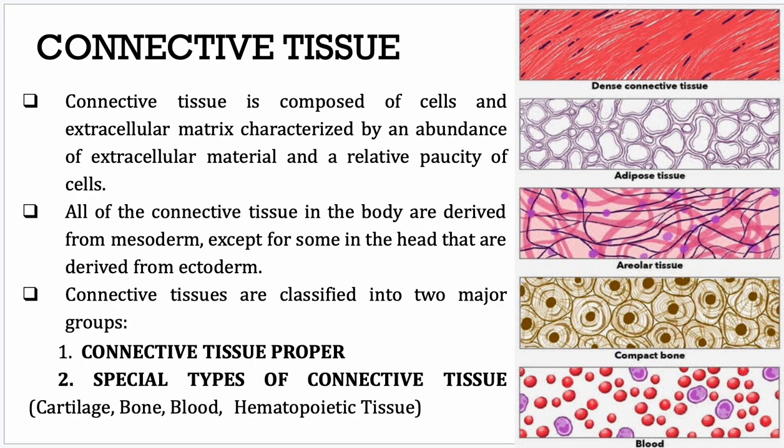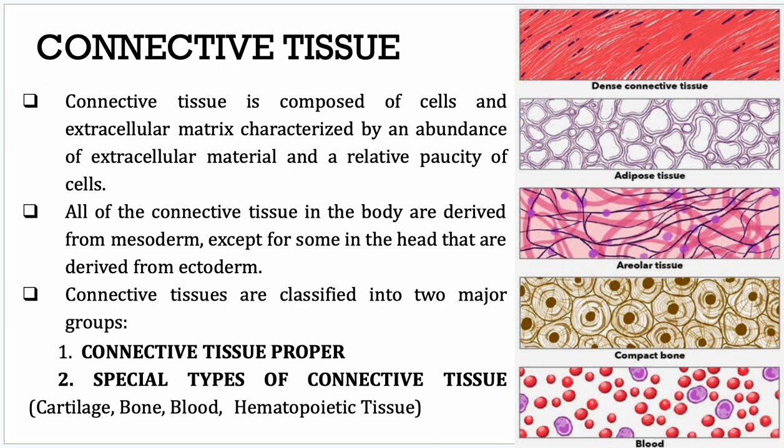Connective tissue is composed of cells and what we call an extracellular matrix. Aside from those cells, there's an extracellular matrix characterized by an abundance of extracellular material and a relative paucity of cells. All of the connective tissue in the body is derived from mesoderm, except for some in the head that are derived from the ectoderm.